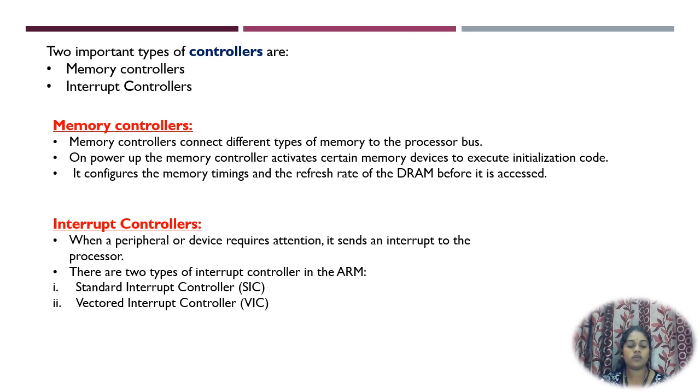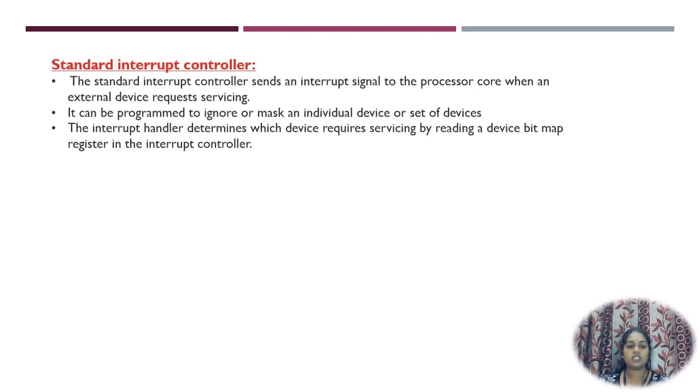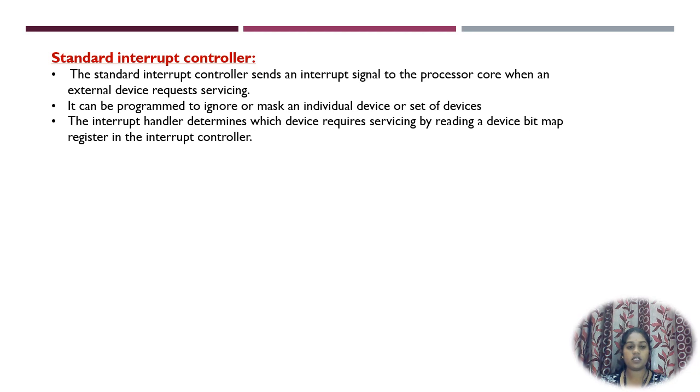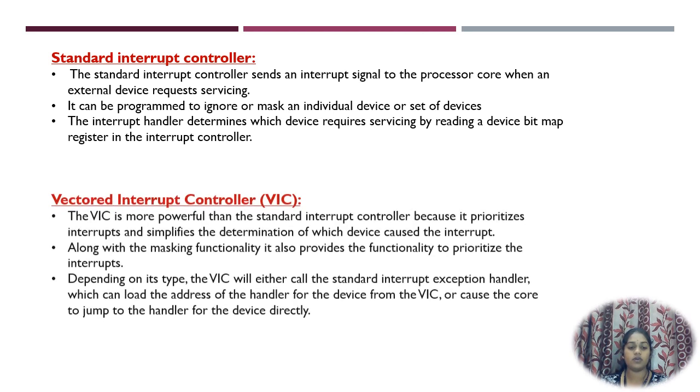There are two types of interrupt controllers: the standard interrupt controller, which is SIC, and the vector interrupt controller, which is VIC. The standard interrupt controller sends the interrupt signal to the processor core when the external device requires servicing. It can be programmed to ignore or mask an individual device or a set of devices. The interrupt handler determines which device requires servicing by reading a device bitmap register in the interrupt controller.